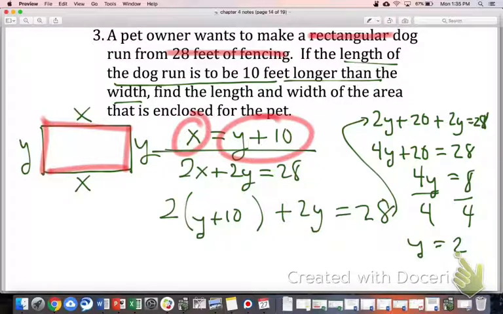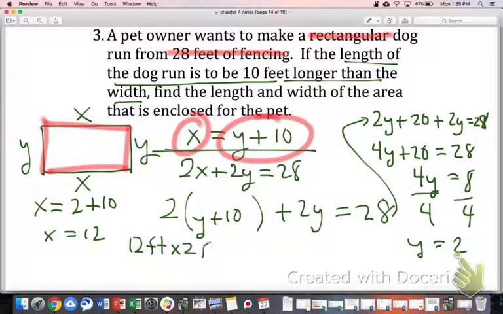So I'll come over here and do that. X is equal to 2 plus 10. So x is equal to 12. So this dog run is 12 feet by 2 feet. So this had better be a pretty narrow dog. 2 feet's not very wide for a dog.